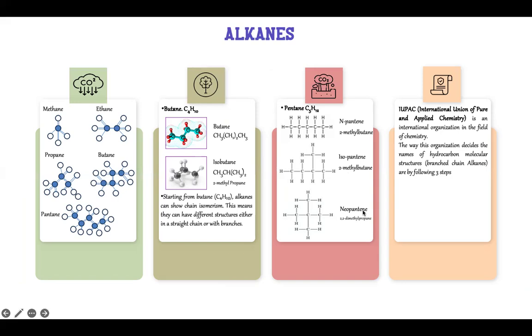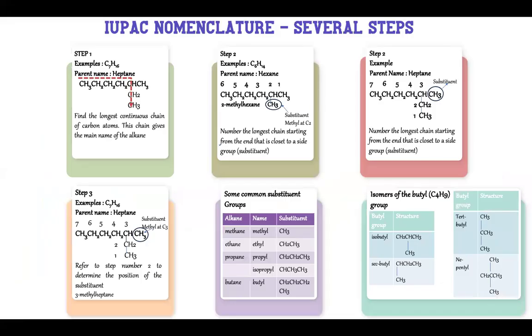IUPAC is the International Union of Pure and Applied Chemistry, an international organization in the field of chemistry. This is the way this organization decides the names of hydrocarbon molecular structures. For branched-chain alkanes, we follow more than 3 steps. So for IUPAC nomenclature, we have several steps, step 1 until step 3, in this presentation slide.